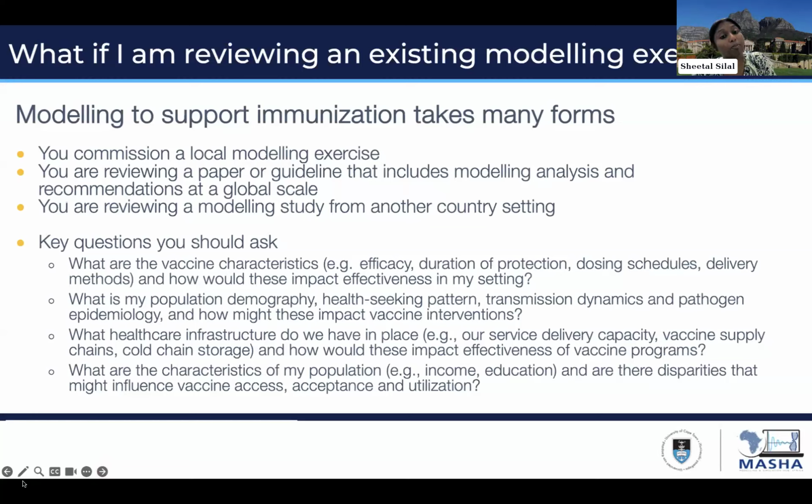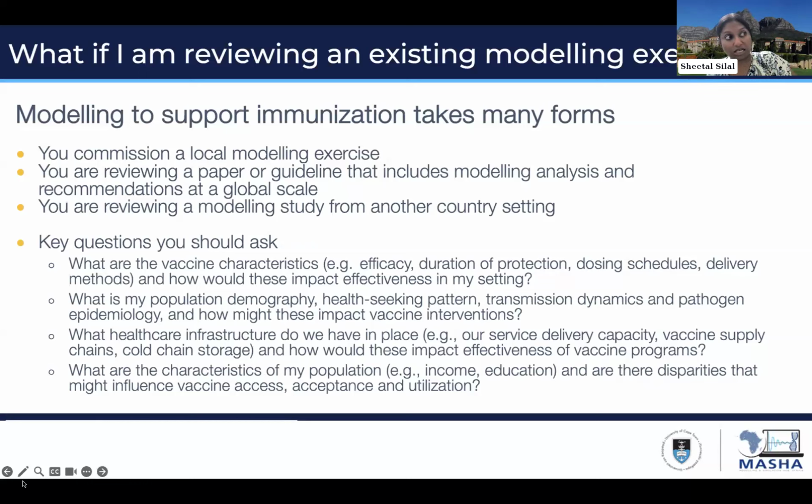Or you could be reviewing a paper or a publication or a guideline, perhaps that comes from the WHO, that includes modeling analysis and recommendations at a global scale. Or you could also be reviewing a modeling study that was performed in another country setting, perhaps a neighboring country to you, perhaps a country from another continent. And so these are different ways in which you could be exposed to modeling. And you might ask yourself, well, if I'm reviewing a modeling analysis that has already been completed, can I take those recommendations and those results and apply them directly to my country, just like that?